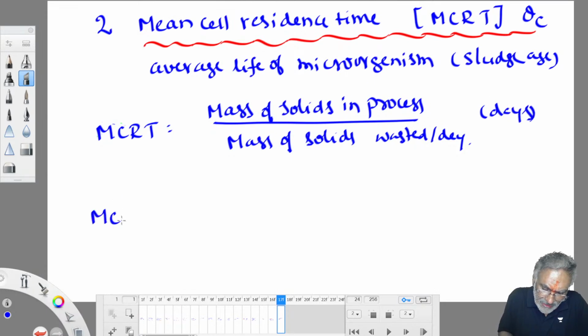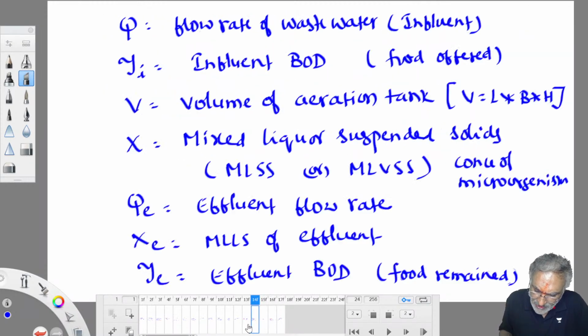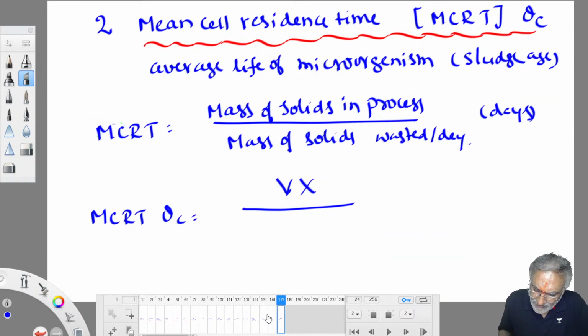So mean cell residence time, theta c. Mass of solids in the process, what is that? V into X. Mass of solids wasted: two places you are wasting solids, one here, one here. QW into XU and QE into XE. Therefore it is QW into XU plus QE into XE.